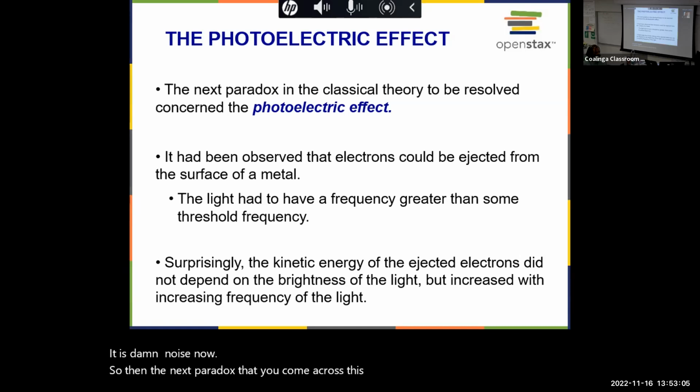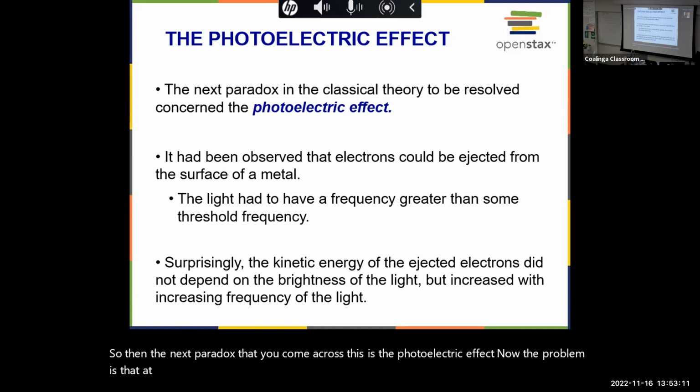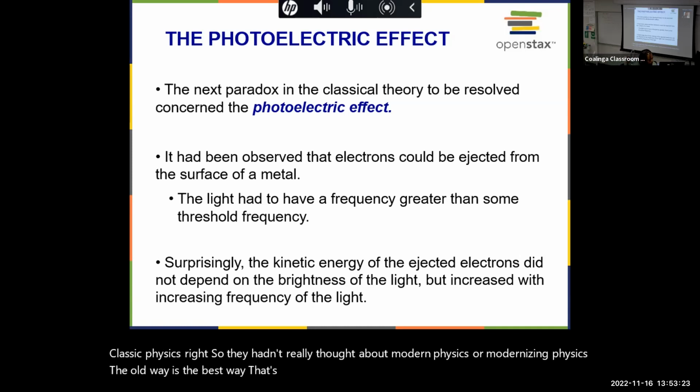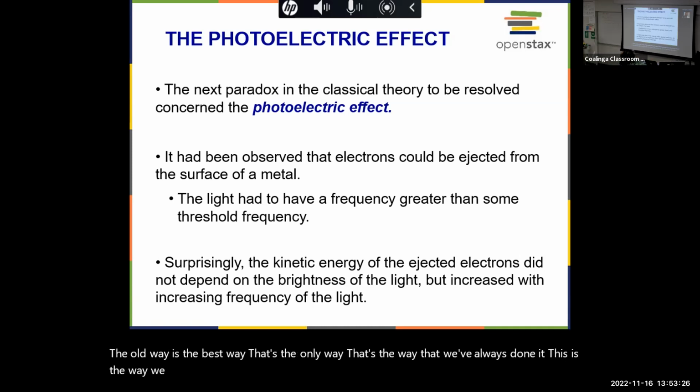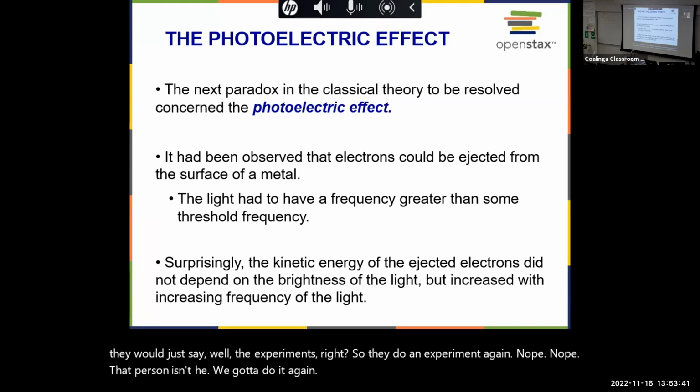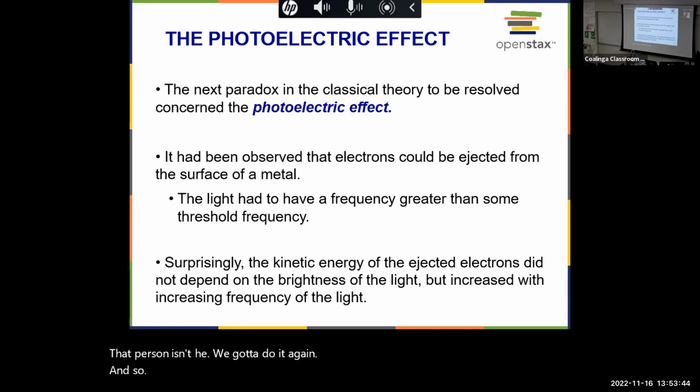That is the photoelectric effect. Now, the problem is that at this point, what we've been using is classical physics, right? They hadn't really thought about modern physics. The old way is the best way. That's the way we've always done it, it's the way we'll always do it, right? That's the mentality that was going on in this time, and they didn't want to look at it any differently. They would do an experiment, and if it disagreed, they'd say, no, that person is an idiot, we've got to do it again. And then they start thinking, well, we need to start thinking about something else.